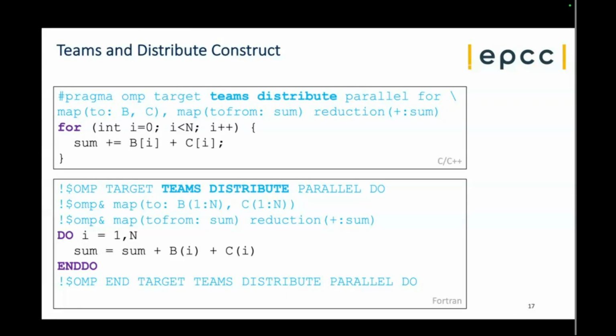Yes, correct. There is a reduction step. So all of them are reading and writing from the same variable. And you want to make sure that they're not overwriting each other, so that there's no race condition. Now that's taken care of by the reduction.